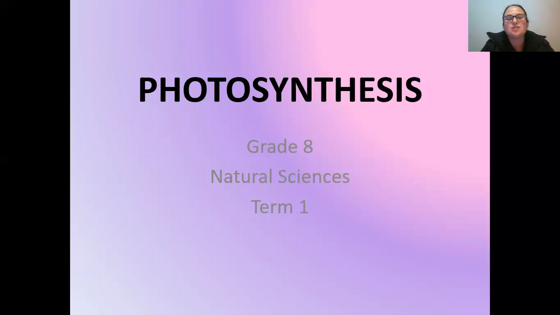Okay, so welcome to my grade 8 natural sciences photosynthesis lesson. In grade 7, you should have already learned about photosynthesis and energy. So I'm going to start off with some questions just to see where your base is and what you can recall from your previous study. What is the main source of energy on Earth? The sun. The sun, that's correct.